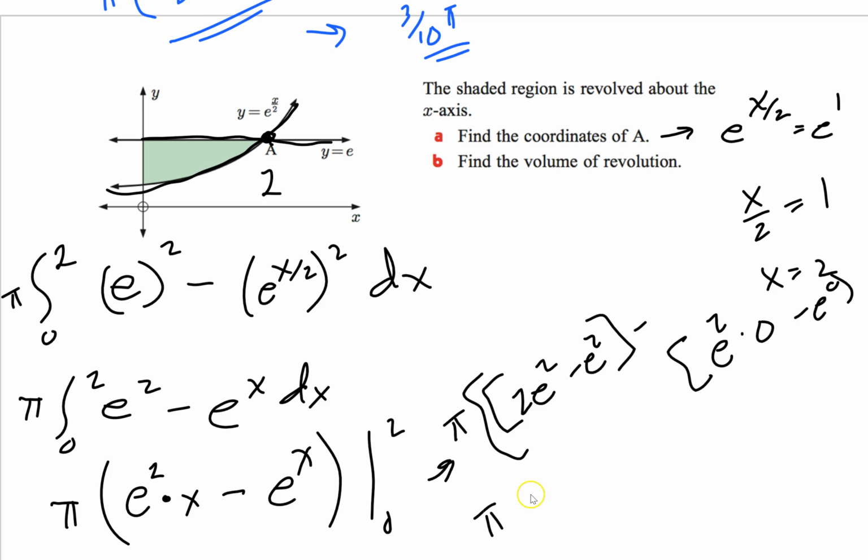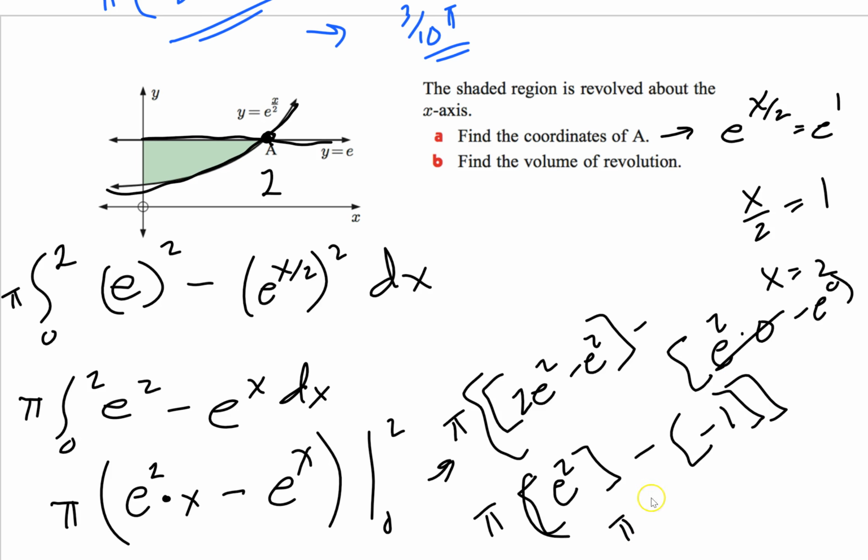Now watch out. 2e squared minus 1e squared is just e squared. Over here, that's not 0, that's a 1. So here's negative 1. That's getting a little messy. I always should give myself more space. So I get pi times e squared plus 1. And that looks like the answer.